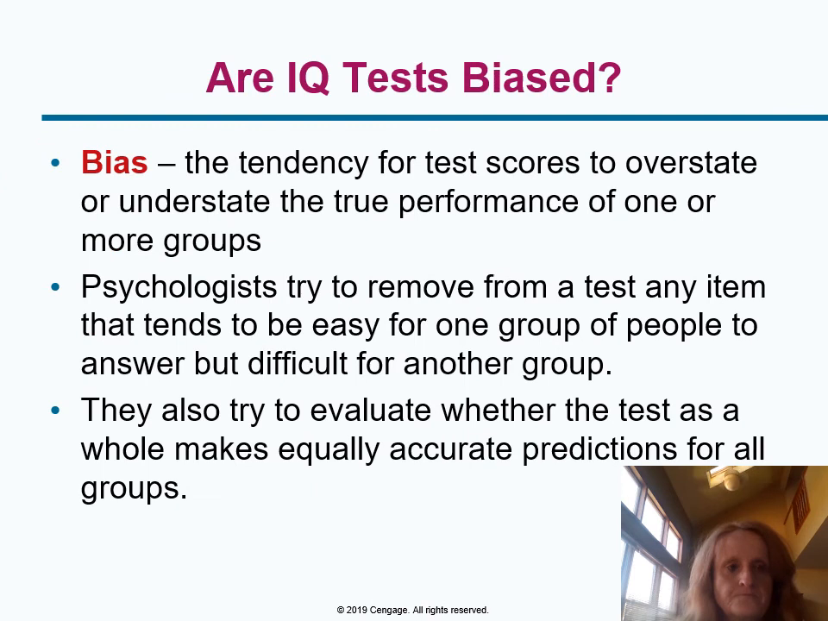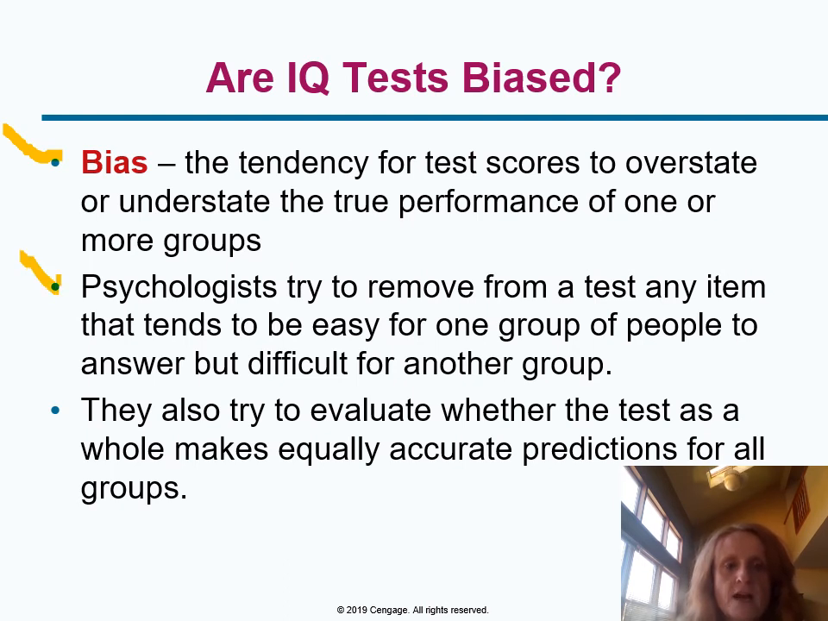So are IQ tests biased? Well, if they are biased, it's the tendency for test scores to overstate or understate the true performance of one or more groups. So in addition to being reliable and valid, the test should also be unbiased so it's equally fair and accurate for all groups.